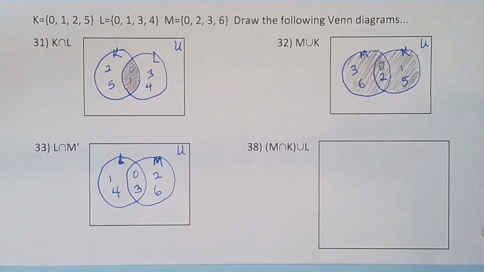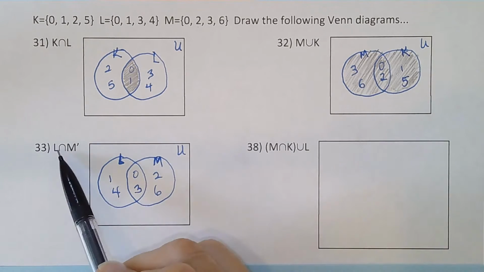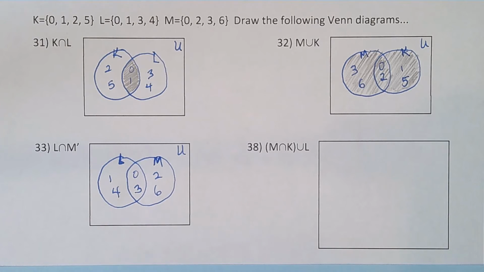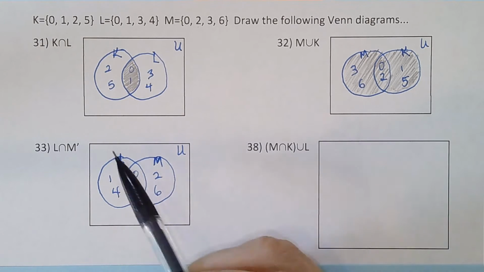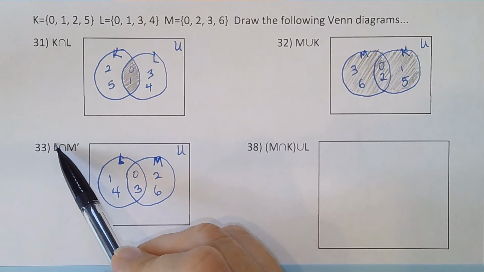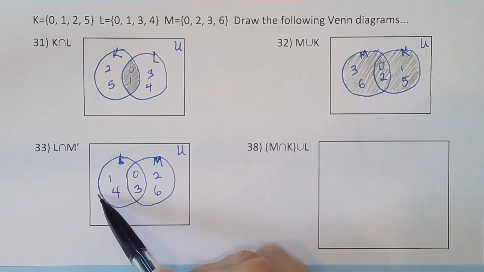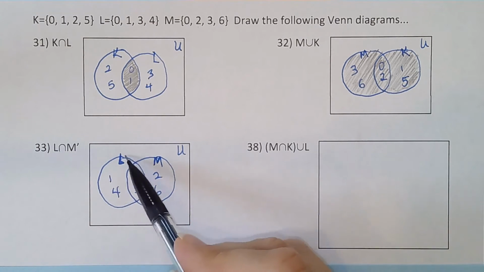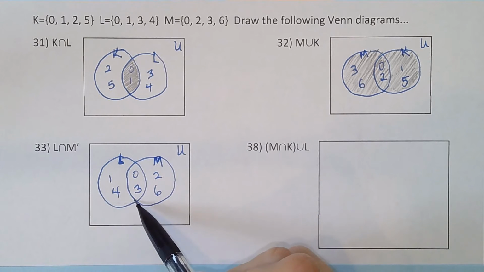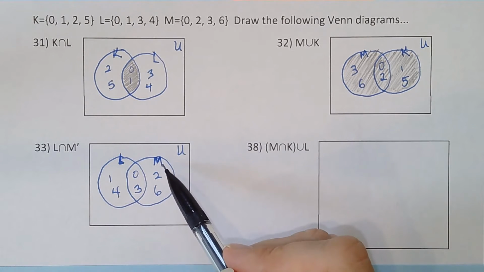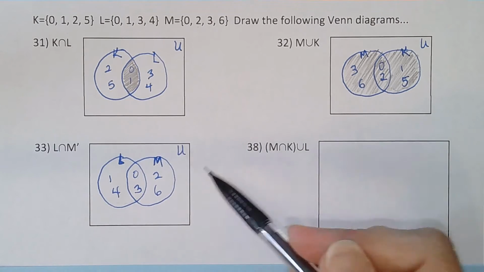Now we take a look at how do we shade this. So we're looking for an intersection, right? Intersection is going to mean what they have in common. Not the union, but we want the intersection, so what they have in common. So we want L, right? So here's circle L. So we know that we're going to be looking at the items or the elements in circle L, and we want M complement. All right, what's the complement of M?